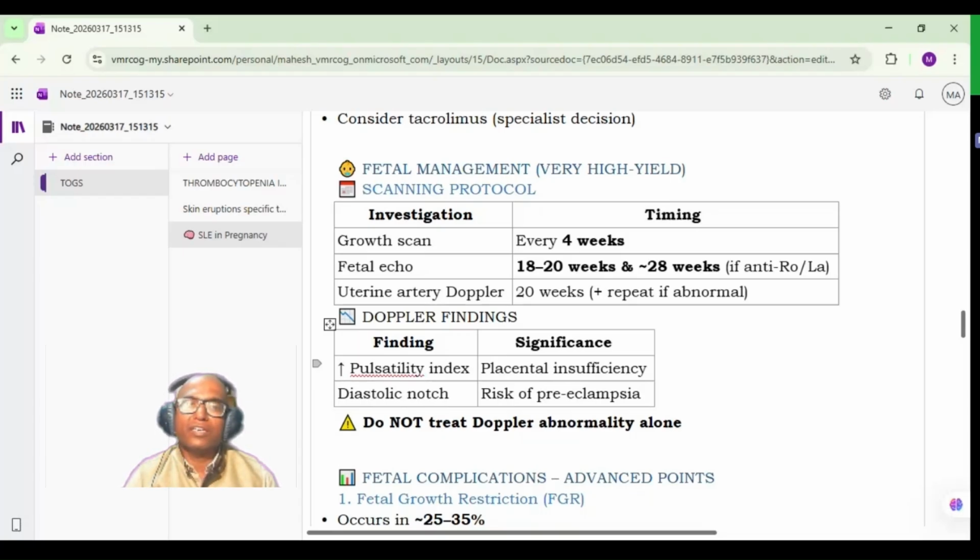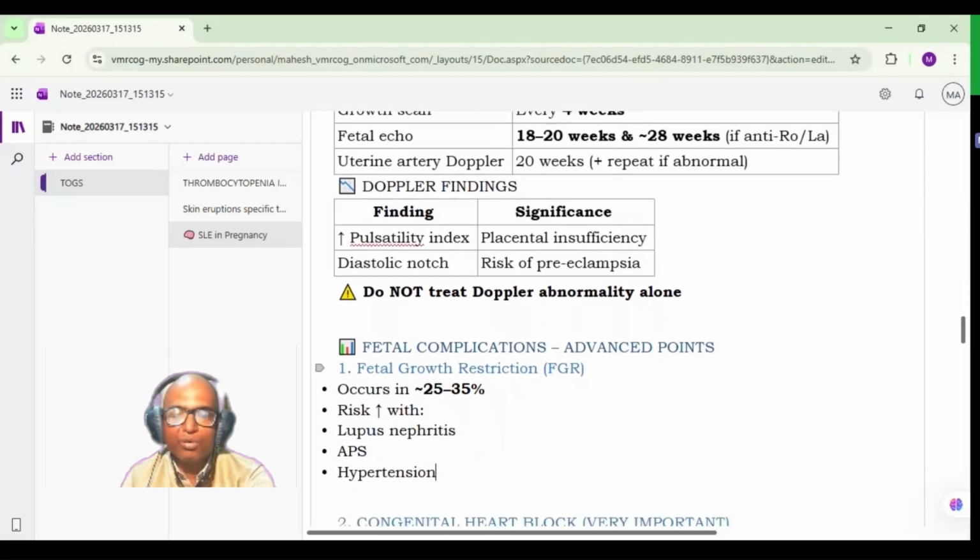Okay. So now what is the significance of the Doppler findings? If the PI is raised, that will indicate that it is likely to cause placental insufficiency, while if there is a diastolic notch, then there is a risk of preeclampsia. Okay. Do not treat the Doppler abnormality alone. You need to treat the whole as such.